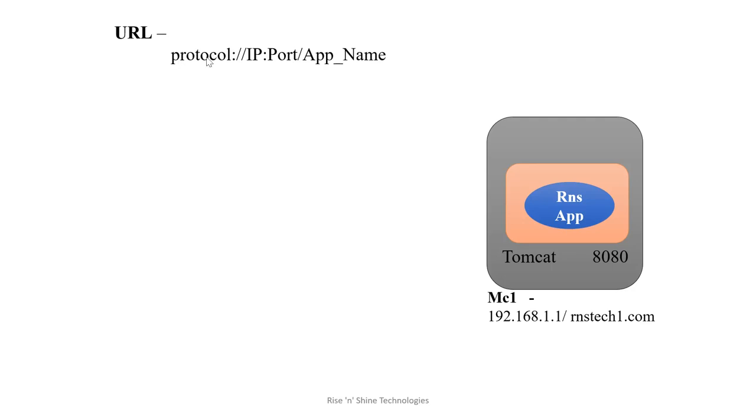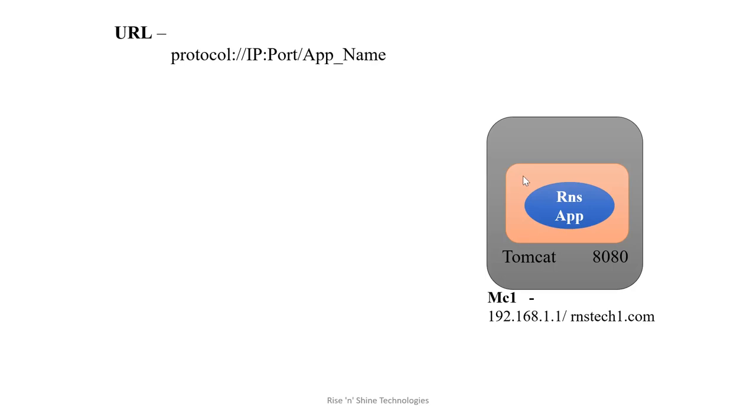So the protocol is required. Then the virtual machine IP is required, on which machine that service is running. And then colon port. If it is running on Tomcat, then the Tomcat port. If it is running on Apache, the Apache port. Whichever server it is running on, that server's port. And finally, the application name, that is /appname. If it is RNS, RNS is the app name. We call that the context name of the application.